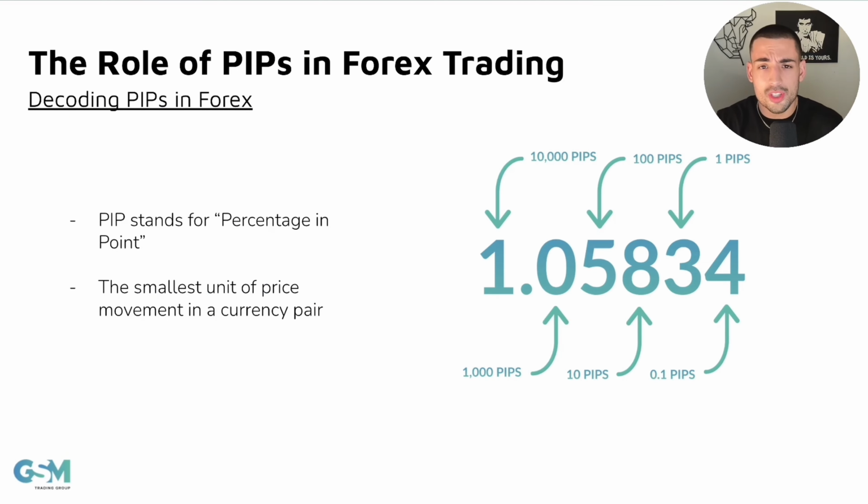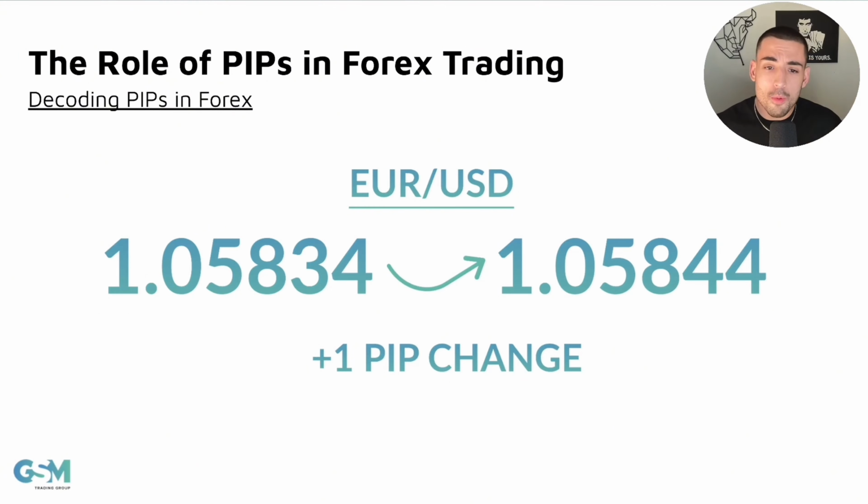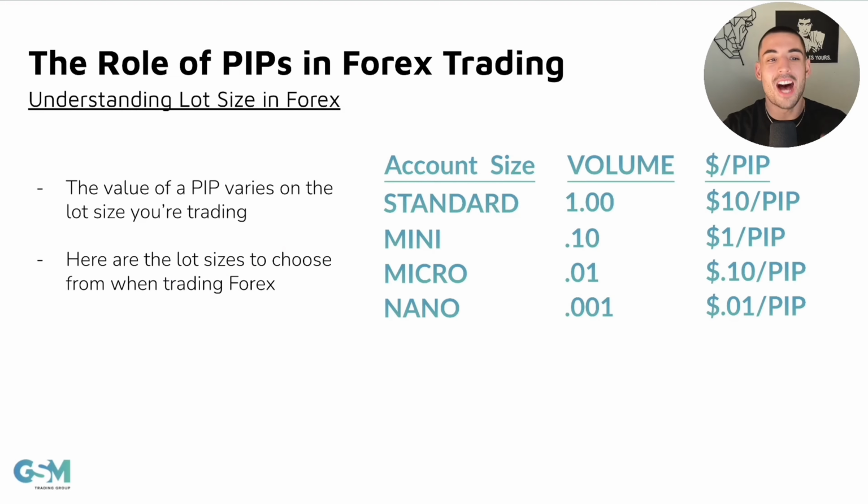And really quickly, let's just take a look at a live example. Let's say we're here on Euro USD, and the exchange rate went from 1.05834 to 1.05844. This would be a 1 pip change. And you may be asking yourself, why should I even care about pips? This concept is going to be the bread and butter for your trading outcomes. It's very important to note that the value of a pip depends on your lot size.